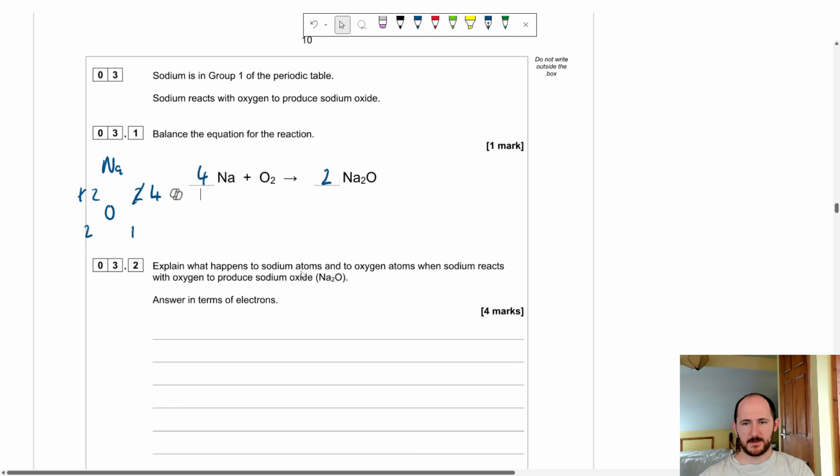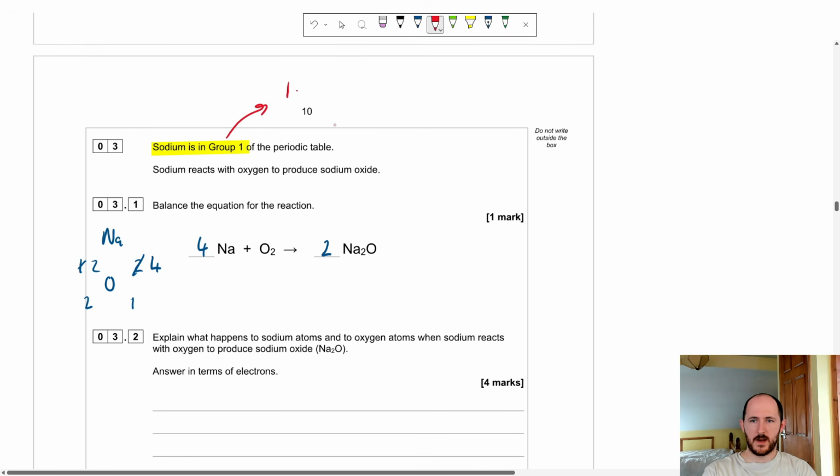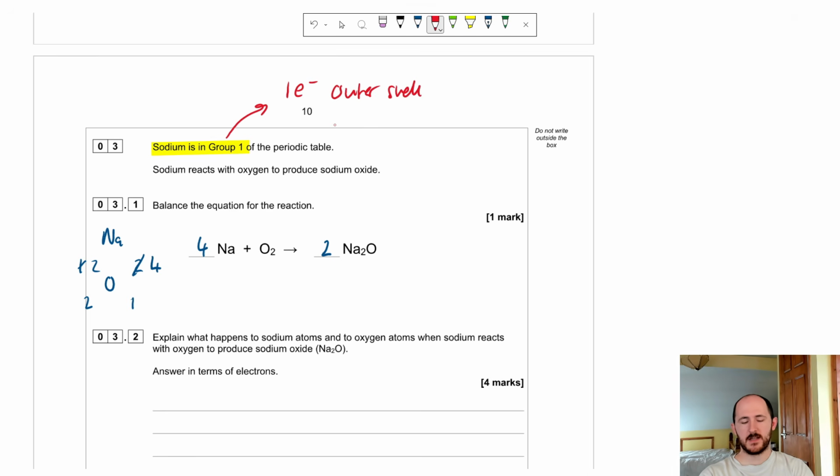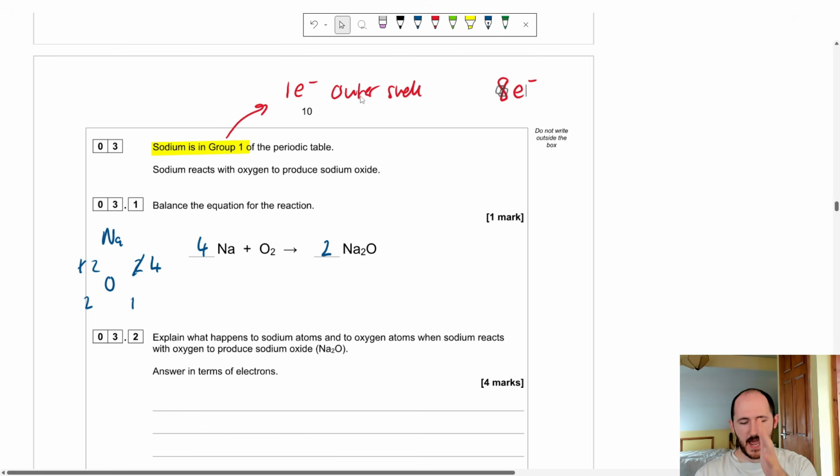Now, explaining what happens to sodium and oxygen atoms when sodium reacts with oxygen in terms of electrons. So here they've told us that sodium is in group 1 of the periodic table. That means that it has 1 electron in its outer shell. Now, how many electrons can fit in an outer shell? Okay, except for the inner shell anyway, as in the very first one. Well, normally it's 8. Okay? Now, that means, and don't forget, an atom really would like to have a full outer shell.